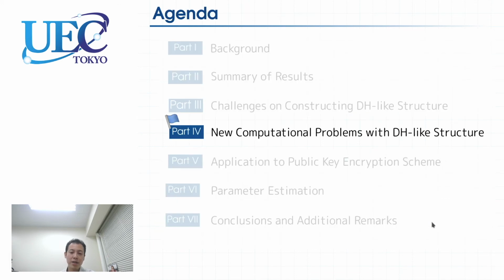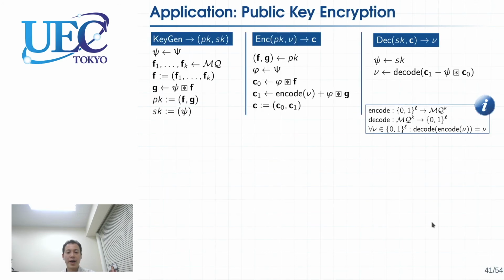So based on these problems, we applied to construct a new public key encryption scheme. In keygen, basically, is the application of BIPC. So psi is the secret key, and the operation of psi on F, G and FG become the public key. Encryption is as follows. Basically, it's just like ElGamal. And so we have FG as the public key here.